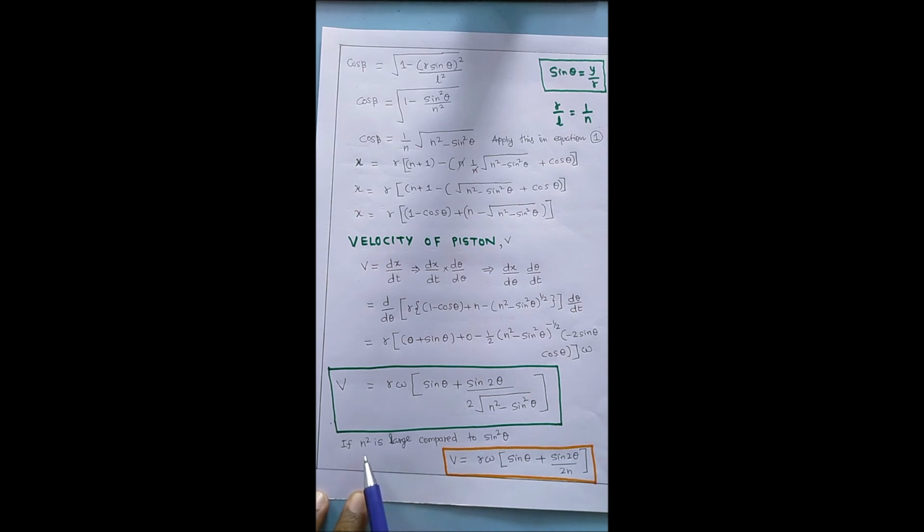Suppose in the velocity of piston, n squared value is large compared to sin squared theta, you can just eliminate the sin squared theta value. So our formula will be v is equal to r omega (sin theta plus sin 2 theta divided by 2n), if n is comparatively large. So this is the final result for velocity of piston.